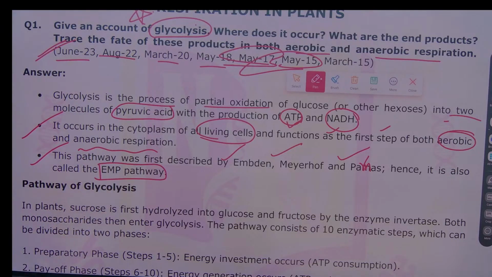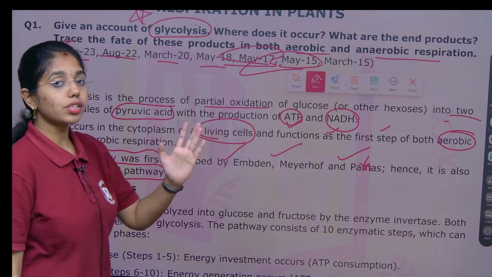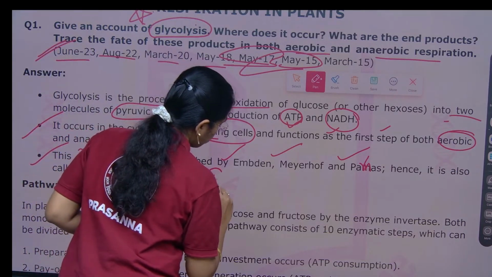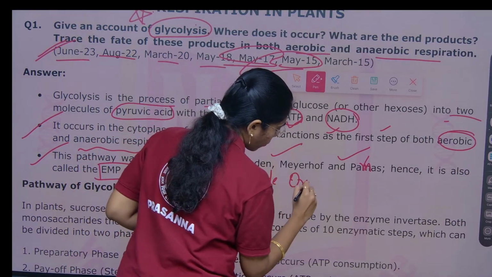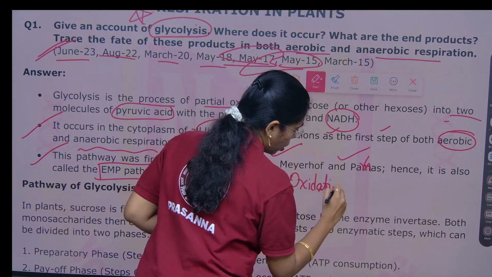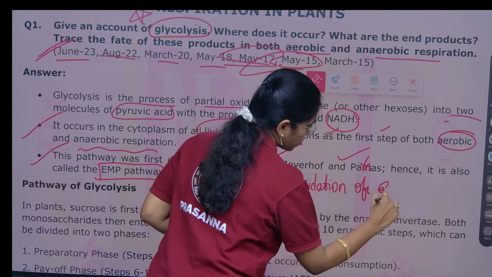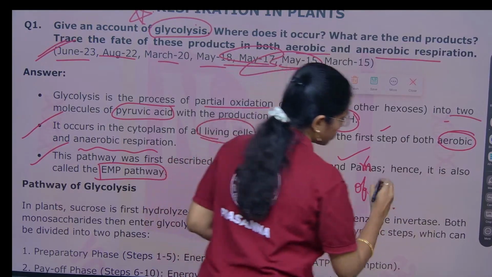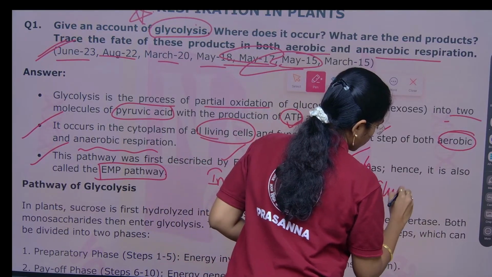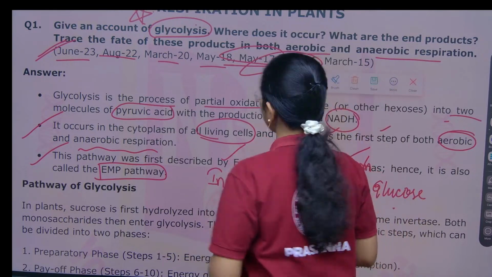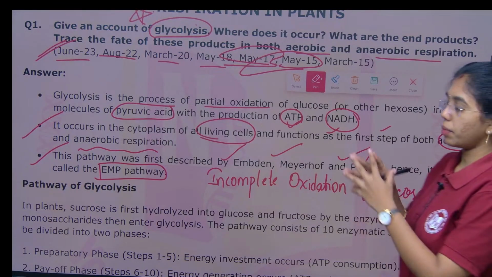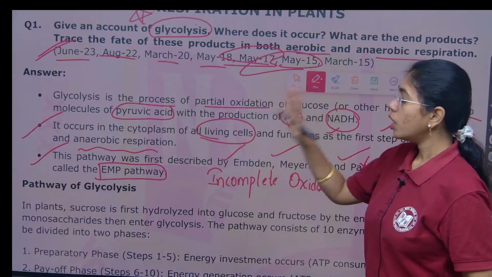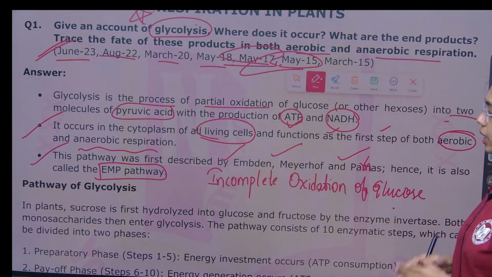This is also known as the EMP pathway, and this oxidation is also termed as partial oxidation of glucose or incomplete oxidation of glucose. In this way also you can present it. So, in the beginning of this question you have to write the major introductory points, and then you have to mention what pathway it is, that is the EMP pathway.